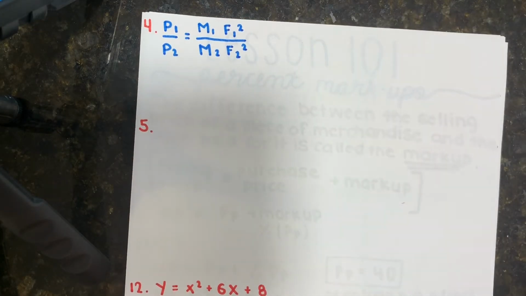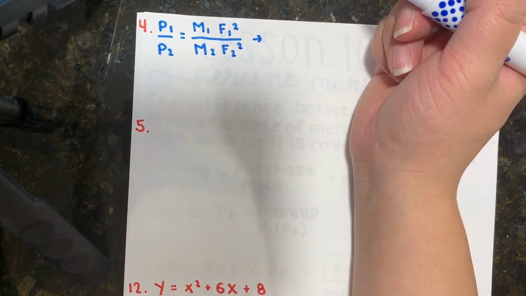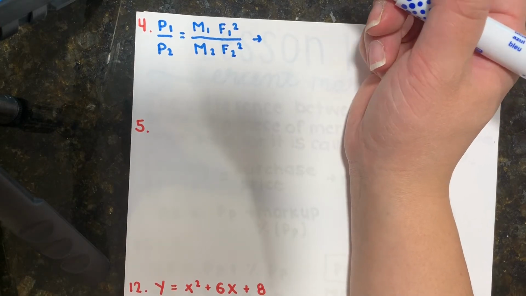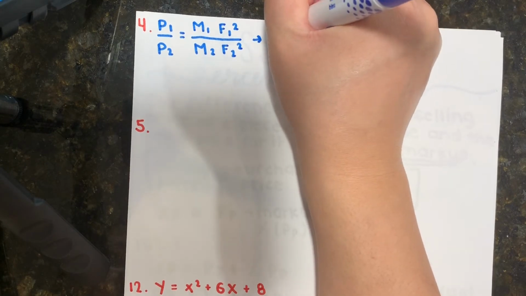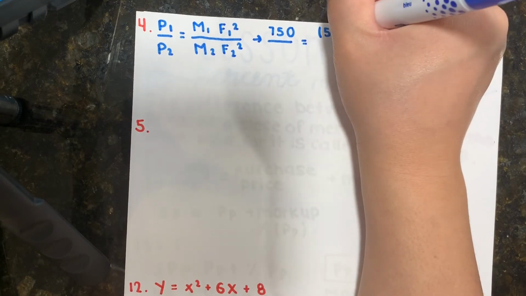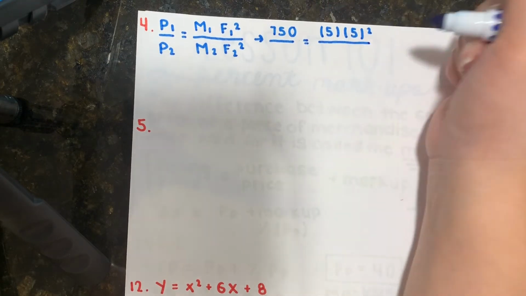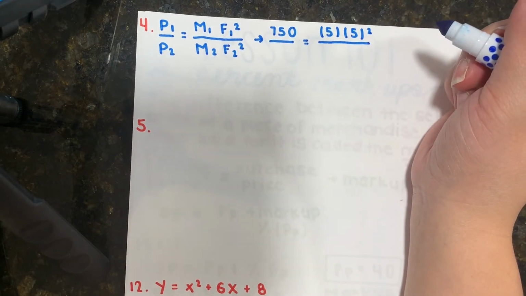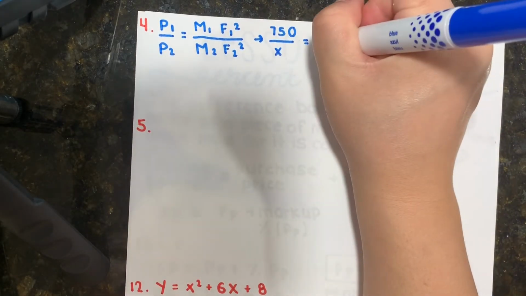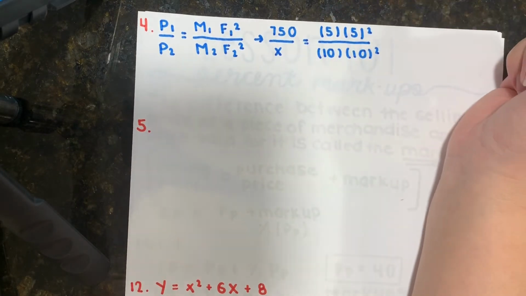And now what we're going to do is input the variables that they give us. So they tell us that there are 5 mules and 5 farmers when there were 750 potatoes. So that would be 750 equals, and then it would be 5 mules and 5 farmers, but that's squared. That's going to be over 10 mules and 10 farmers, but we're going to solve for the number of potatoes. So we're solving for P2, and then we have 10 mules and then 10 farmers squared.